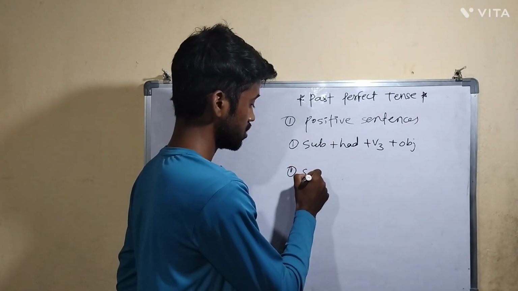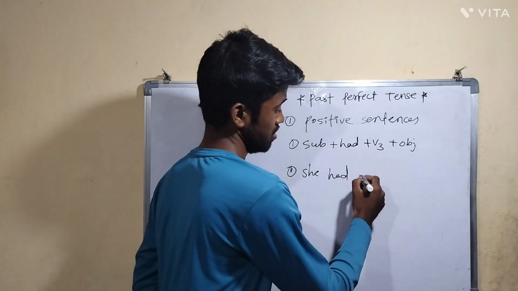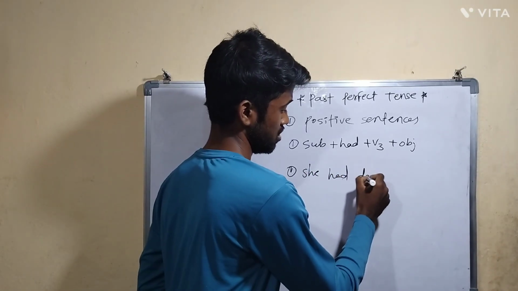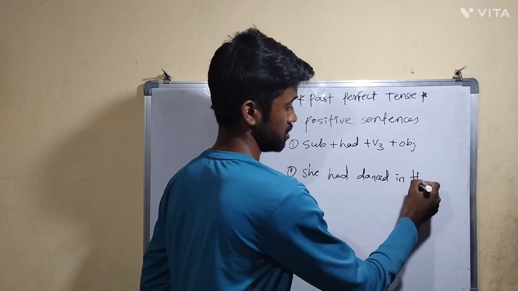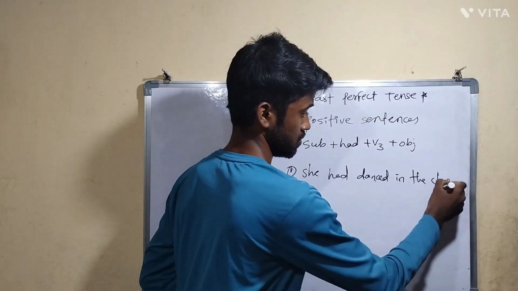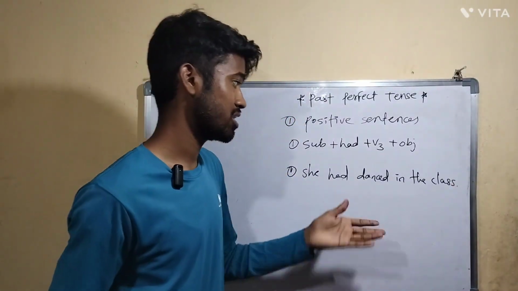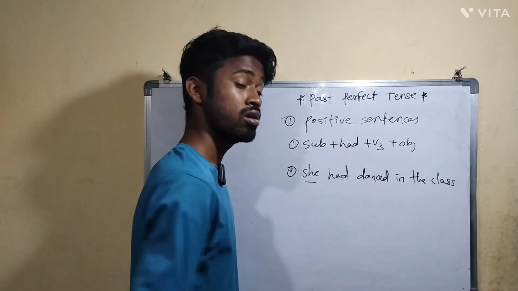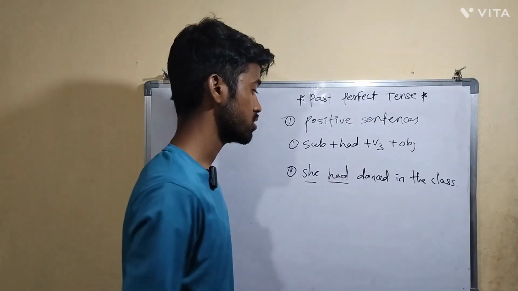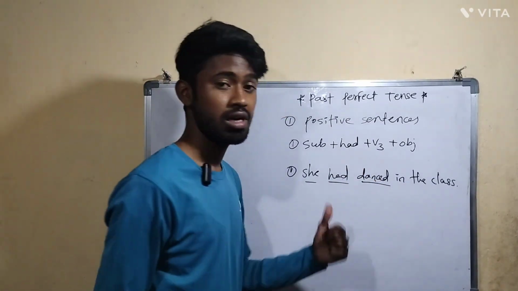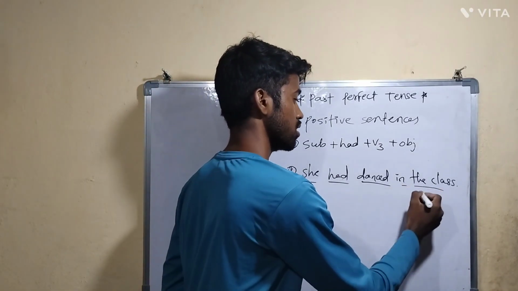First example: She had danced in the class. So this is one simple example. She had danced in the class. This is the subject. This is the helping verb which we have to use here. And always remember we have to use the third form of verb. After that, this part is the object.